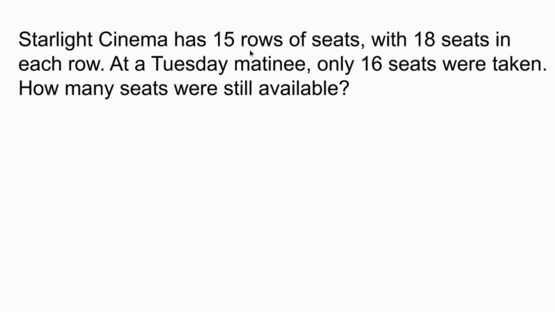Starlight Cinema has 15 rows of seats with 18 seats in each row. At a Tuesday matinee, only 16 seats were taken. How many seats are still available? Well, let's take a look at this step by step.